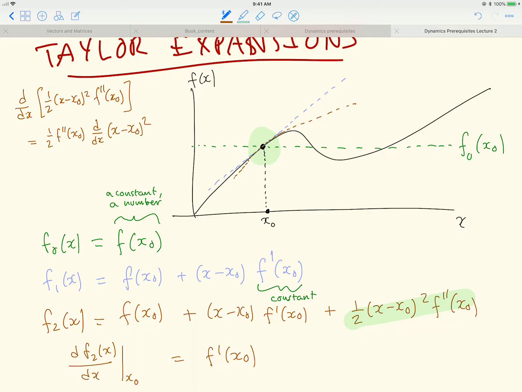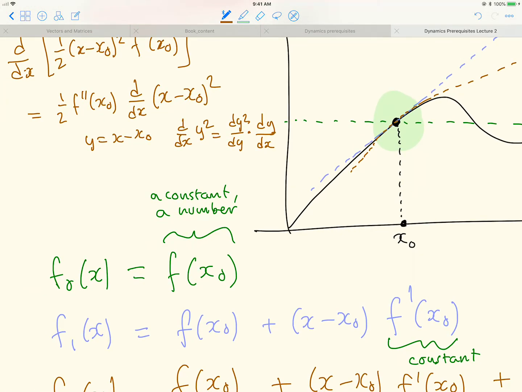And here we're going to apply the chain rule. So let's say y equals x minus x naught. So we're asking for the first derivative of y squared, where y is a function of x. And the chain rule tells us that that's d y squared by dy times dy by dx. That might have gotten a little too small for you to see, so let me zoom in a bit. So what's the first derivative of y squared with respect to y? 2y. Okay, so this is equal to 2 times y.